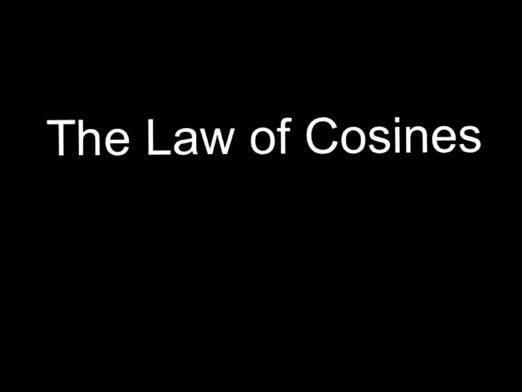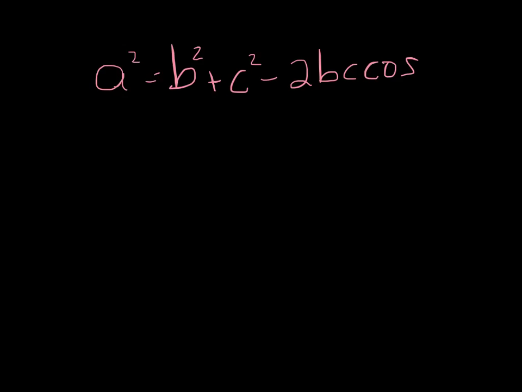Today we're going to learn about the law of cosines. Now you remember the law of cosines from last year, and it looked like this. A squared equals b squared plus c squared minus 2bc cos A. Now you want to notice that this kind of looks like the Pythagorean theorem, right here, but then we've got this additional term.